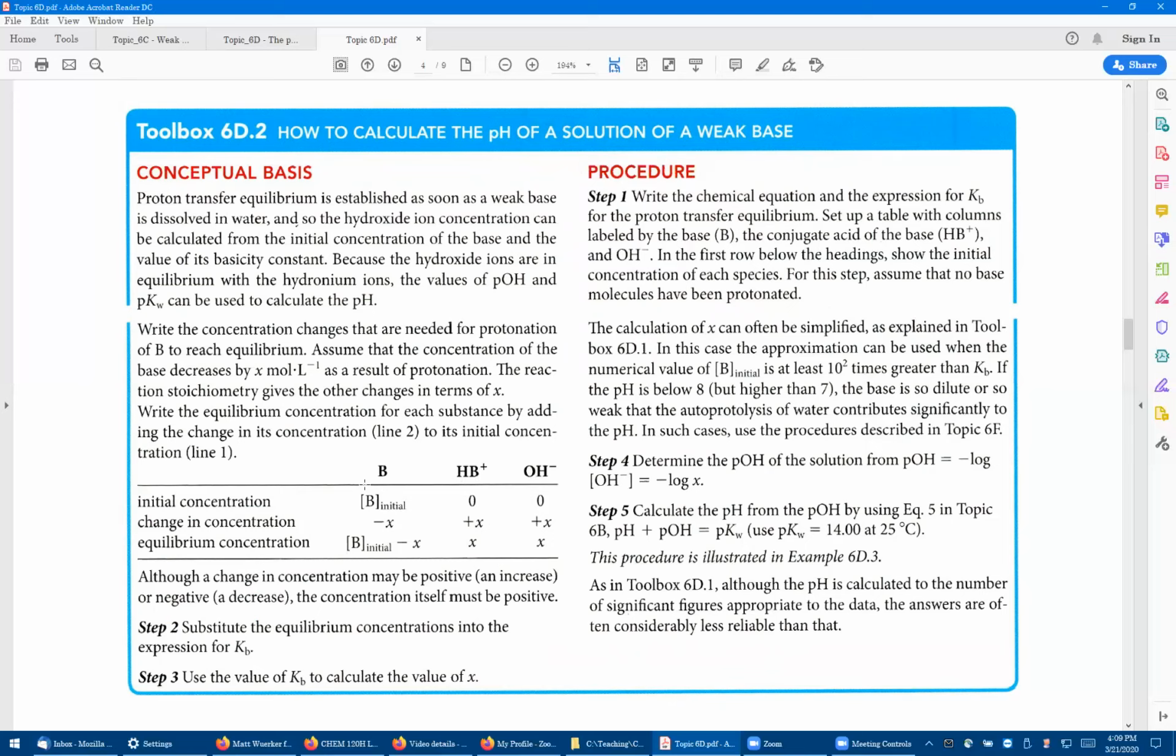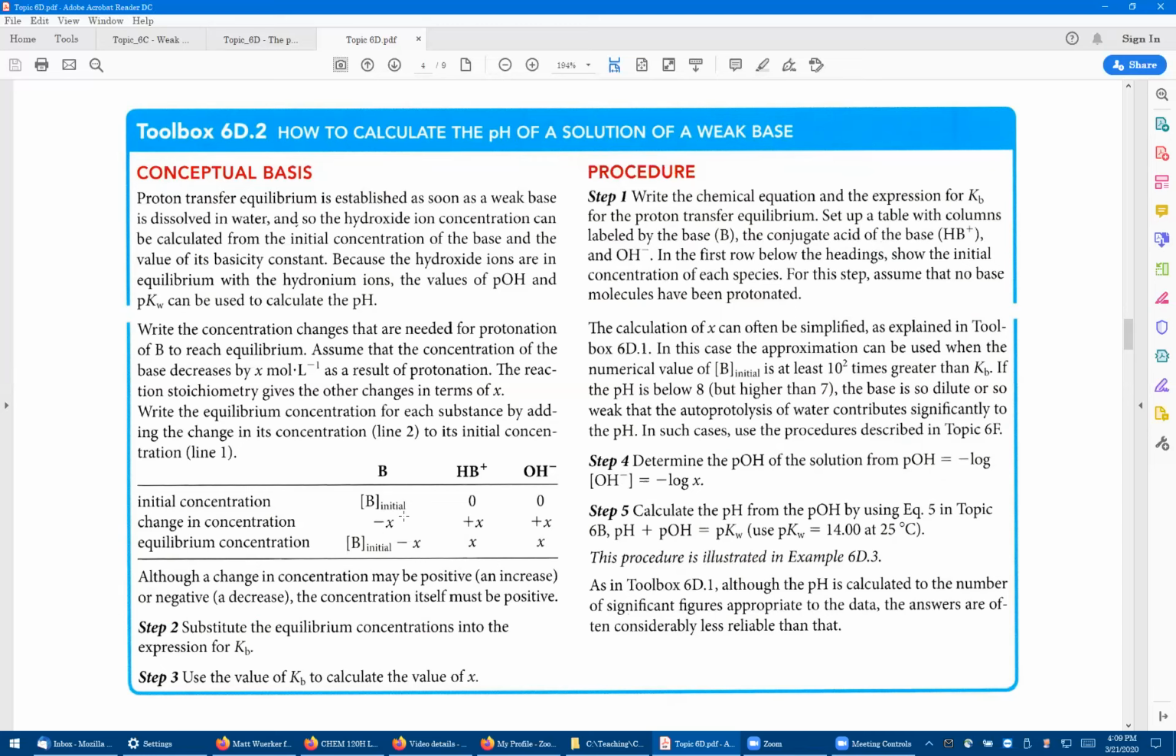Other than that, the procedure is much the same. The initial concentration of the base, whatever it is, is just represented by this. The initial concentrations of the conjugate acid of that base and the conjugate base of water are both 0, we'll assume.